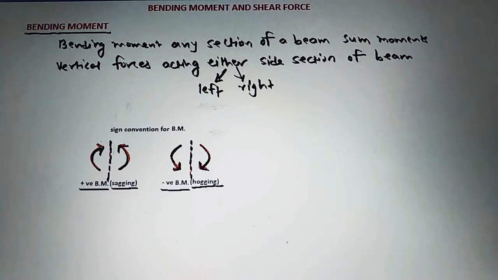as hogging bending moment. See here again, if the moment of vertical force which is acting on the left side of a section is anti-clockwise, or the moment of vertical force which is acting on the right side of a section is clockwise, then the bending moment should be taken as negative bending moment, and this negative bending moment is also called as hogging bending moment. So these are the sign conventions for the bending moment, and this is all about the concept of bending moment.